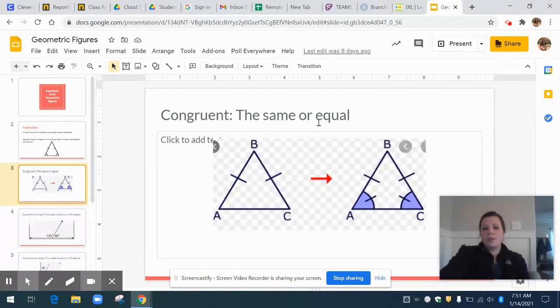So the word congruent means the same or equal. And again, here we can see that these lines here mean that these angles, angle A and angle C, are congruent. Okay? So here's a picture of congruent.